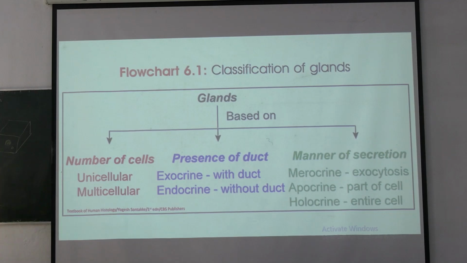Now, you have this in your book. But if you want, you can just write: this is the flow chart. Glands based on number of cells: unicellular, multicellular. Presence of duct: exocrine with duct, endocrine without duct. Manner of secretion: merocrine, exocytosis; apocrine, part of cell; and holocrine, entire cell.